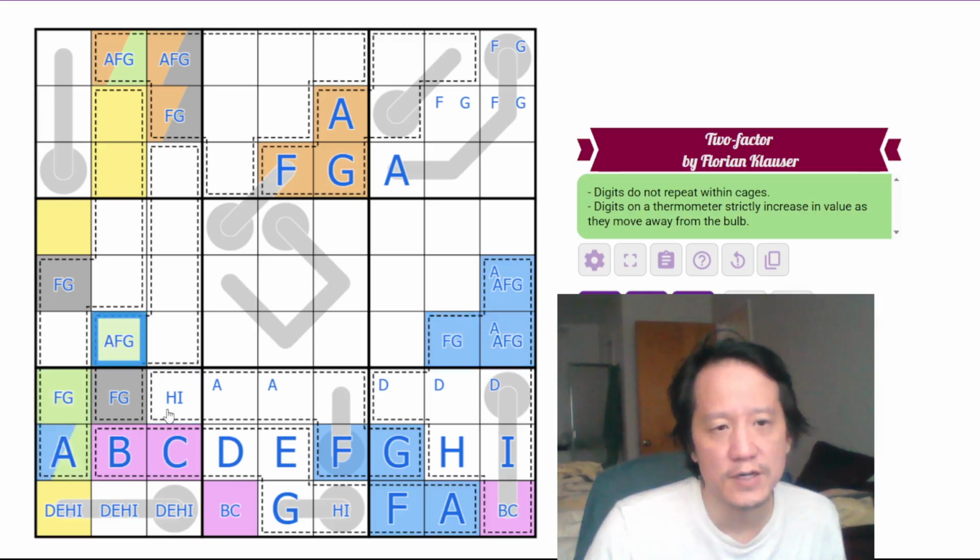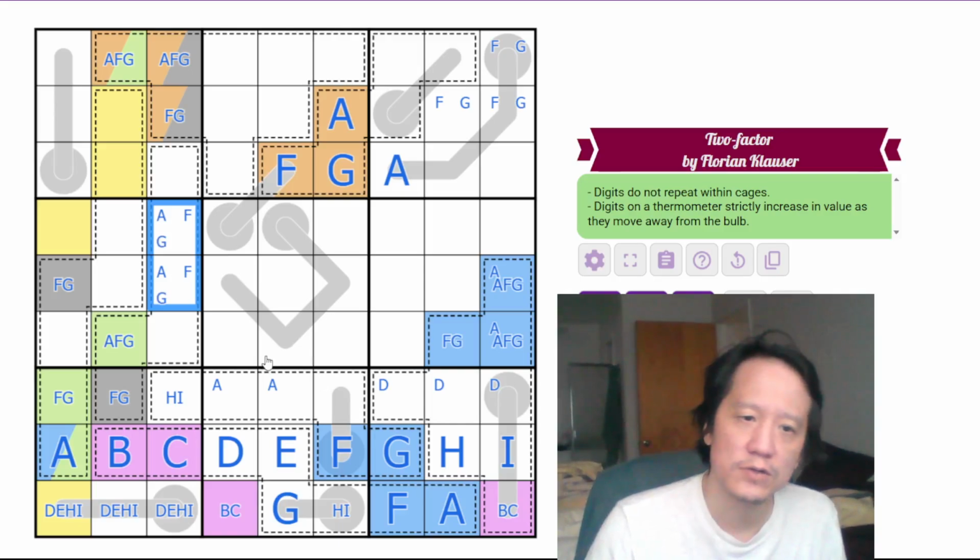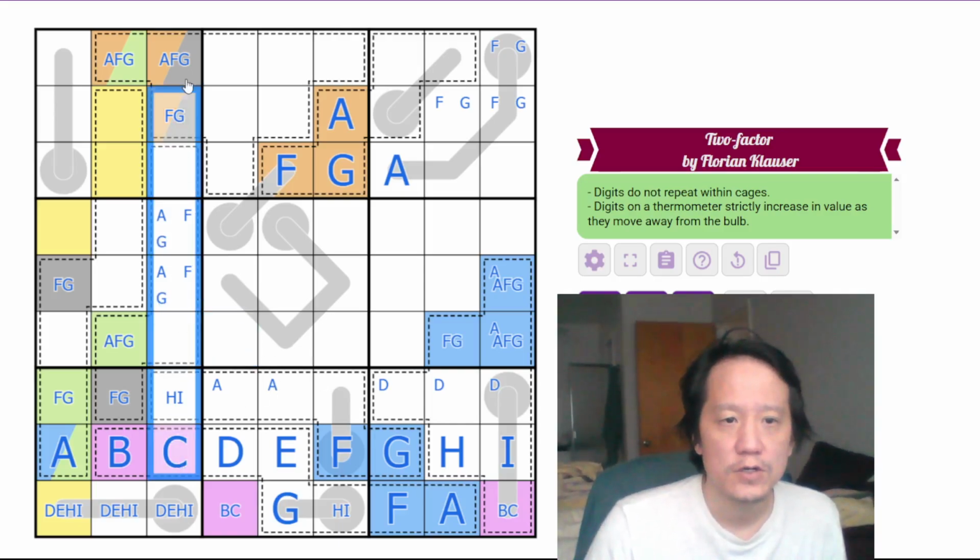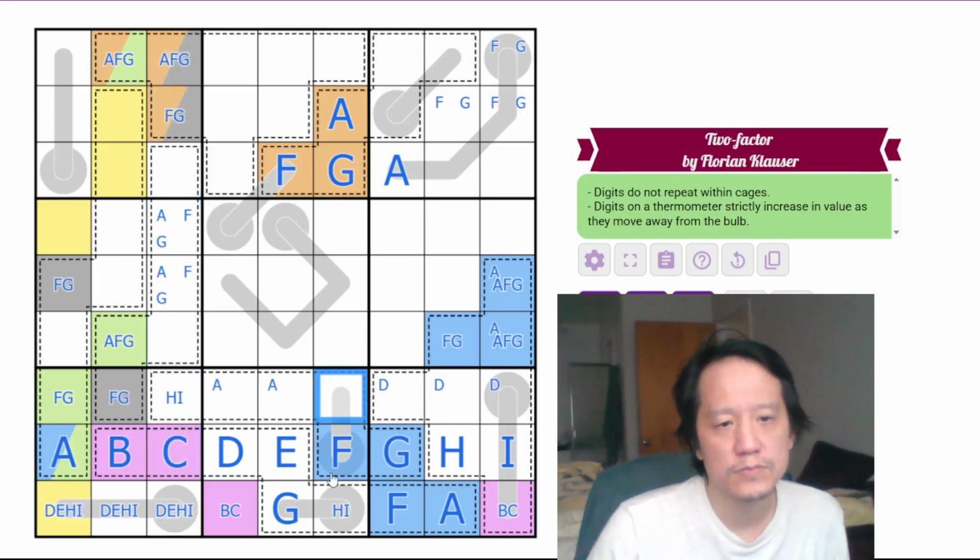Right, one of these two is that one. The other one has to be here. That means this can't be A, F, or G. So the other A, F, or G is here. We're not sure which. F is in between. It's less than a digit and it's greater than a digit, but we don't know which one so far.